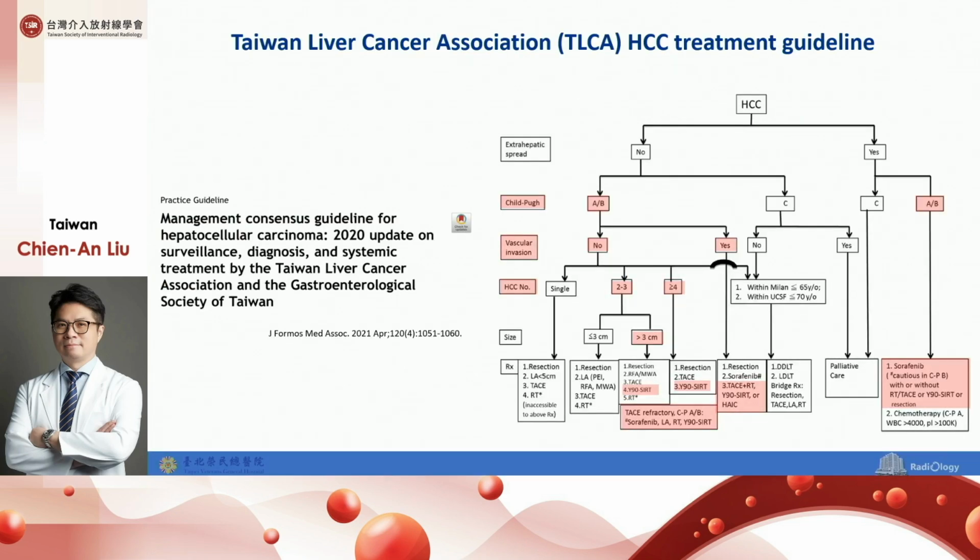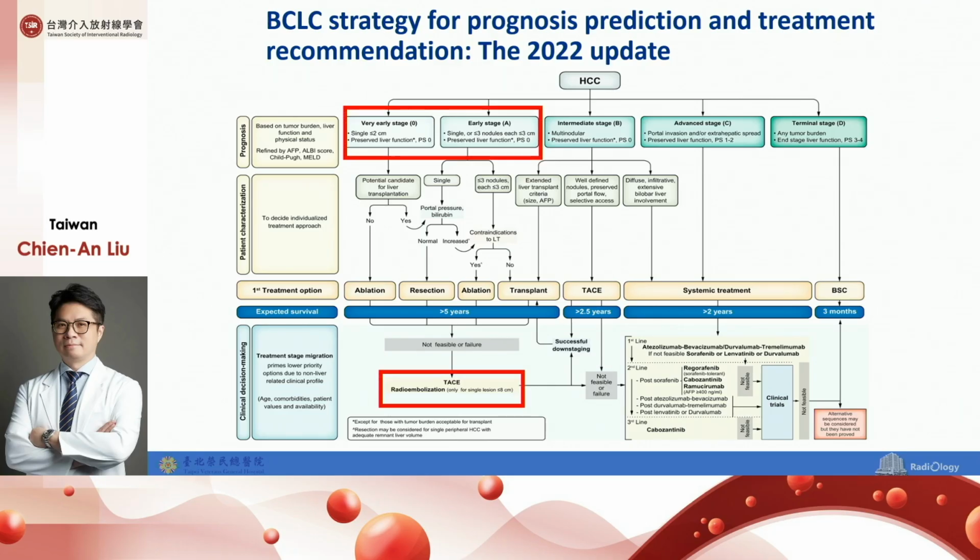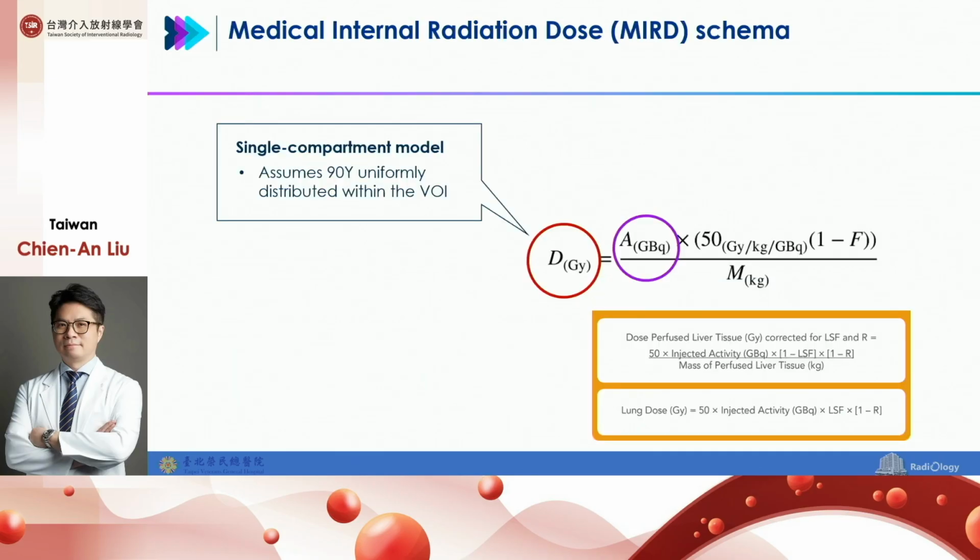Like I said before, right now in Taiwan, Y90 can be integrated into multidisciplinary treatment. However, it is still in a very early stage, not like the Western guidelines. So we still cannot recommend using Y90 for small tumors, for example less than 3 centimeters, because most of the hepatologists think that ablation or surgery is good enough. So the dosimetry starts from this schema.